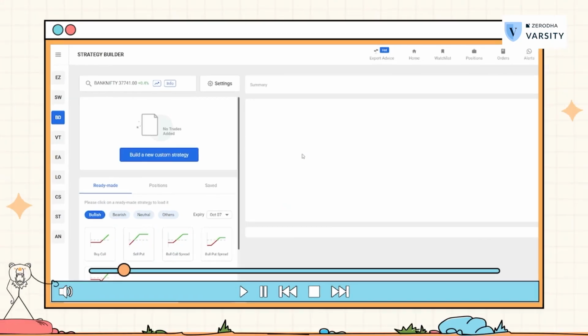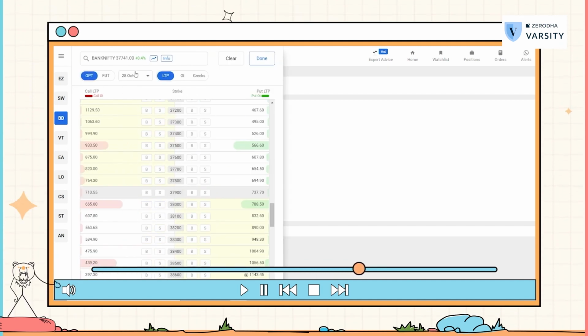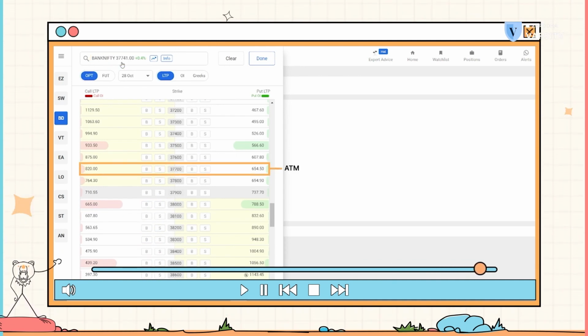Let me go back to my Sensibull account to demonstrate how to set up a long straddle. Once I've logged into the account, I go back to the strategy wizard and click on build a new custom strategy. I'm choosing Bank Nifty, which is trading at 37,740. So the strike that is closest to 37,740 becomes the at the money option.